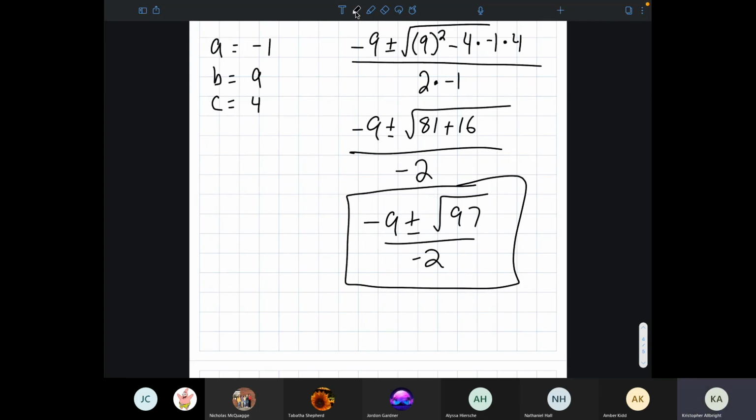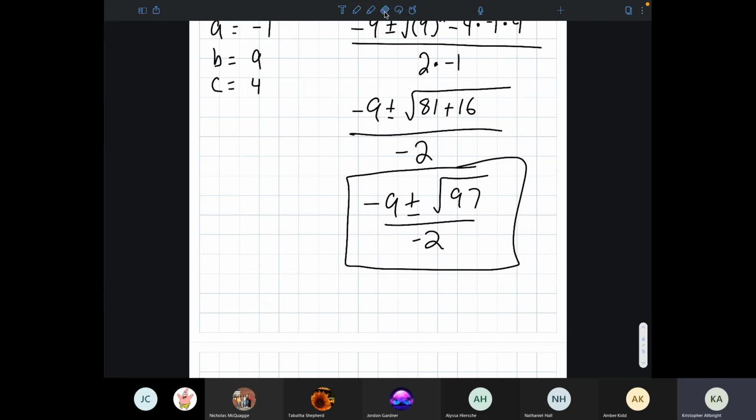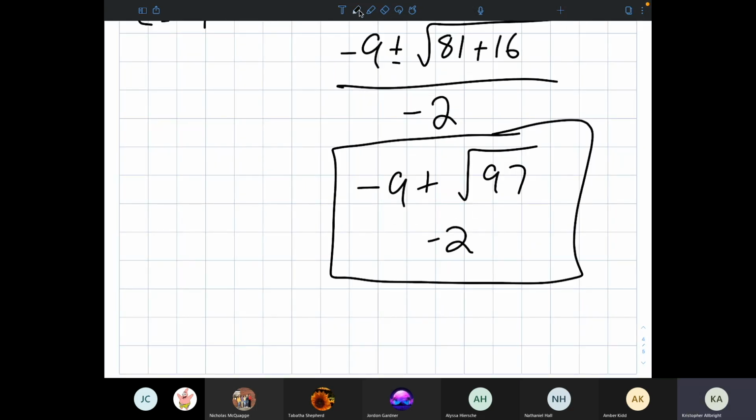So this would be the solution. It asks for two solutions on number 1. So what you can do is write negative 9 plus root 97 over negative 2 as your first one, and negative 9 minus root 97 over negative 2 as your second one. What's up?